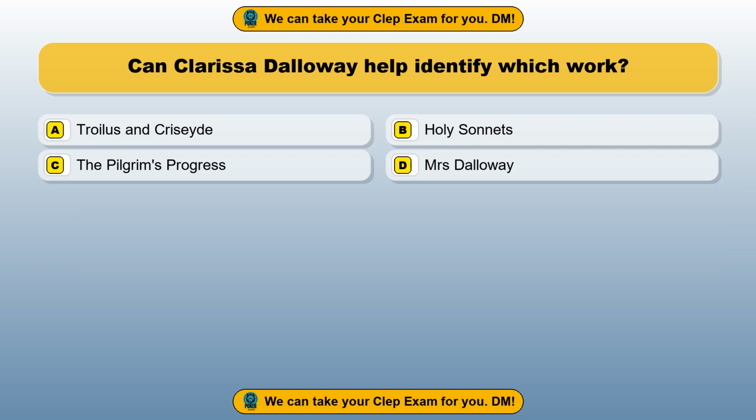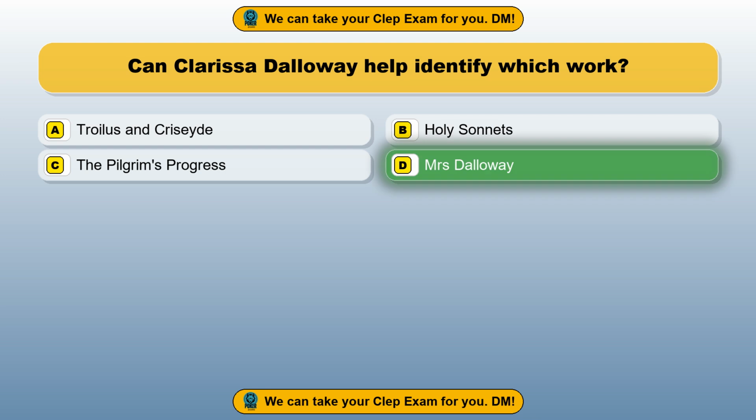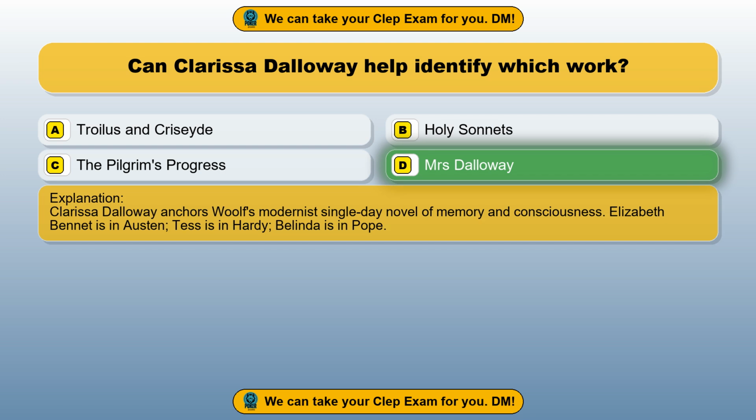Question 27. Can Clarissa Dalloway help identify which work? Option A, Troilus and Criseyde. Option B, Holy Sonnets. Option C, The Pilgrim's Progress. Option D, Mrs. Dalloway. The correct answer is option D, Mrs. Dalloway. Clarissa Dalloway anchors Woolf's modernist single-day novel of memory and consciousness. Elizabeth Bennet is in Austen, Tess is in Hardy, Belinda is in Pope.